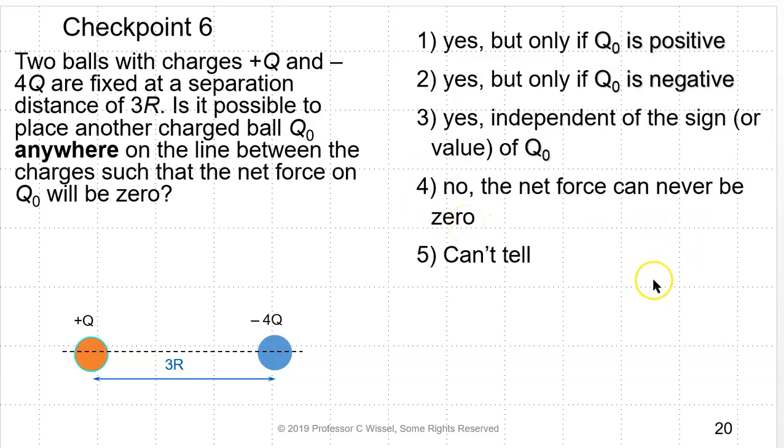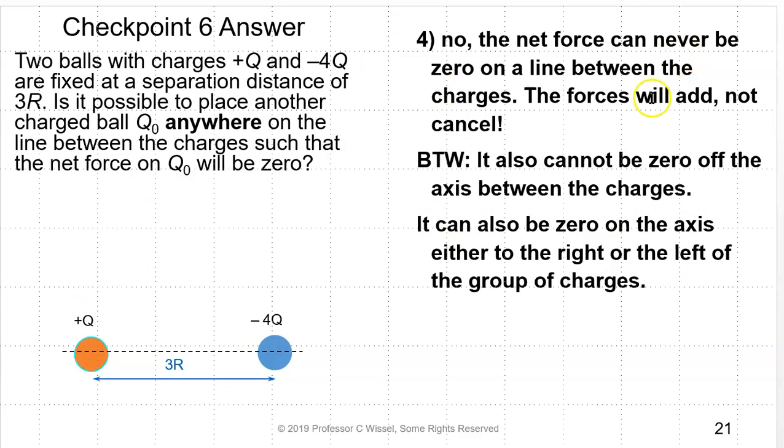The net force can never be 0 on the line between the two charges. The forces will add, not cancel. It also cannot be 0 off the axis between the two charges. However, it can be 0 somewhere outside on this line, either to the right or left of the group of charges.